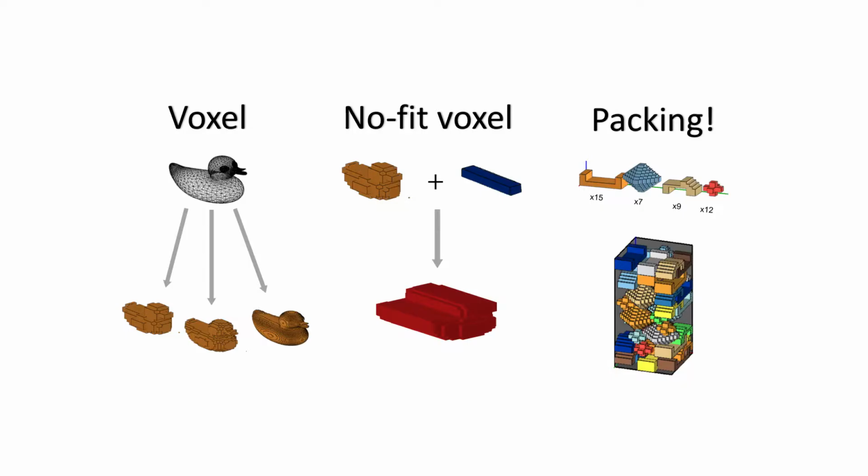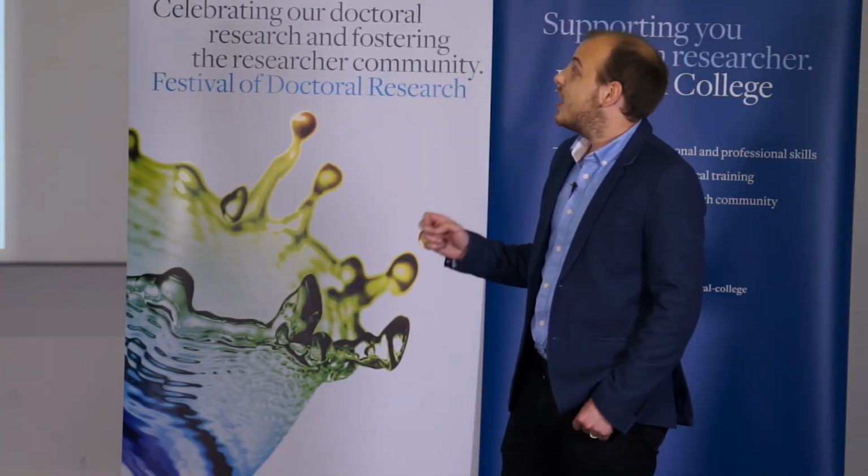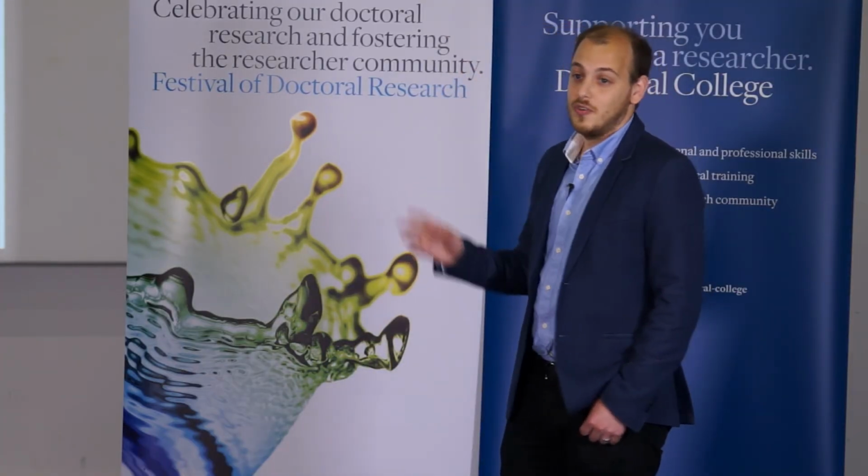I have chosen not to pack the original shapes, but to approximate them by something called voxels, that are the 3D equivalent of pixels. This is what you see over there on the left. The good thing about them is that we can make the representation more accurate simply by making them smaller. Using voxels, I was able to develop something called the no-fit voxel.